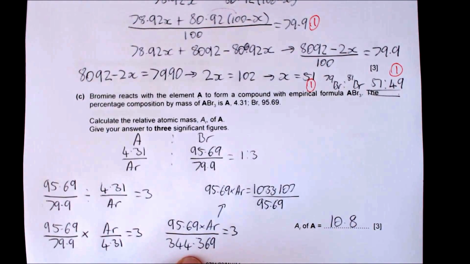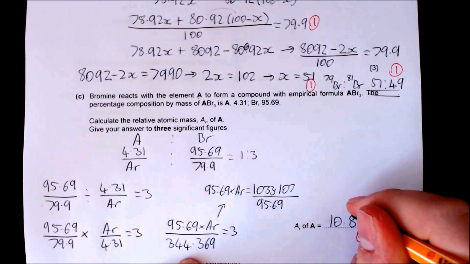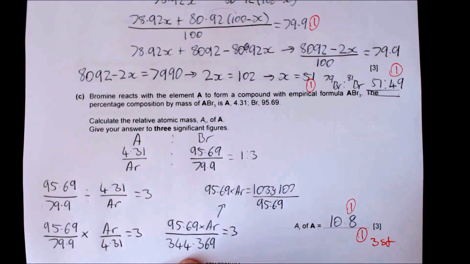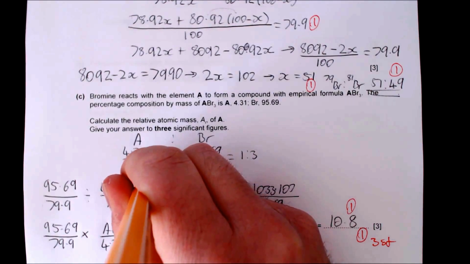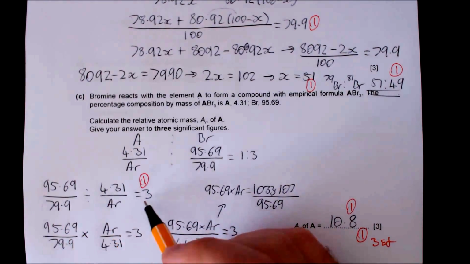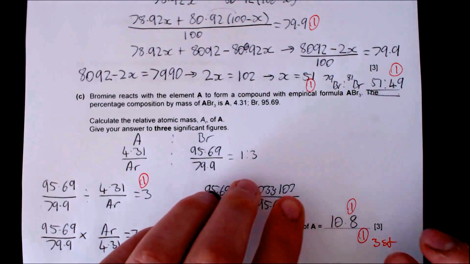So the marks: you get 1 mark for writing in 3 significant figures, so I'll put 3SF there. 1 mark for your answer, and you get 1 mark for actually drawing this ratio correctly here, so making sure that you've drawn this with your 3 there. So you get 3 marks in total for that one. So yeah, pretty tough question actually.